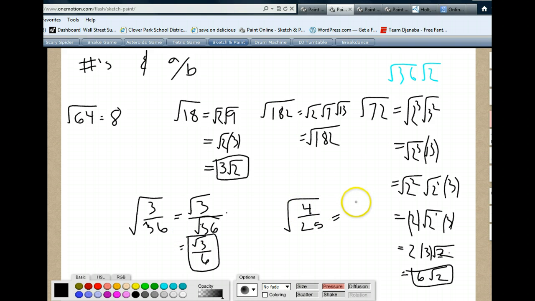Over here again, I'm going to break it down into 2 problems. I'm going to go square root 4 and I'm going to go square root 25, which is going to get me 2 over 5.